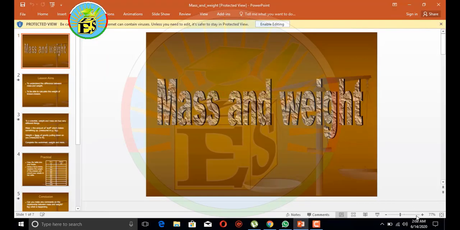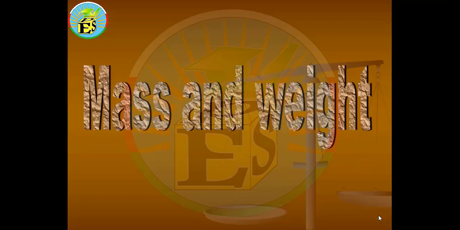So this is it for today. We discussed the mass and the weight and their difference, and what you have to do, you will take different mass values and you will calculate the weight of these objects.